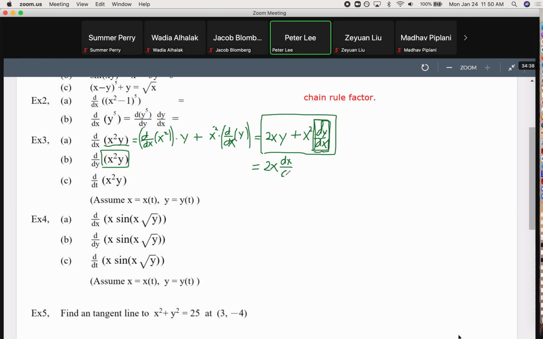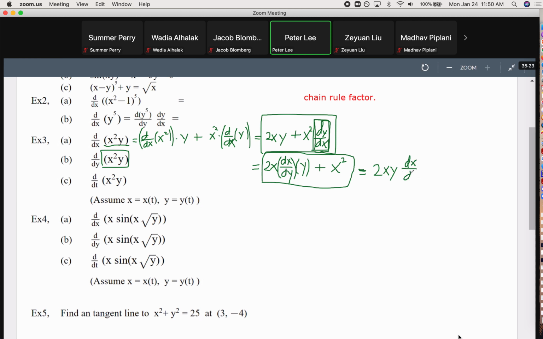That's f prime, and then g. F prime g plus f, and then g prime. Now x squared times the derivative of y with respect to y, which is 1. So this is actually the final answer right there, except we can simplify this. You can write this as 2xy dx/dy, plus x squared. Yep, we have dx/dy, not dy/dx.